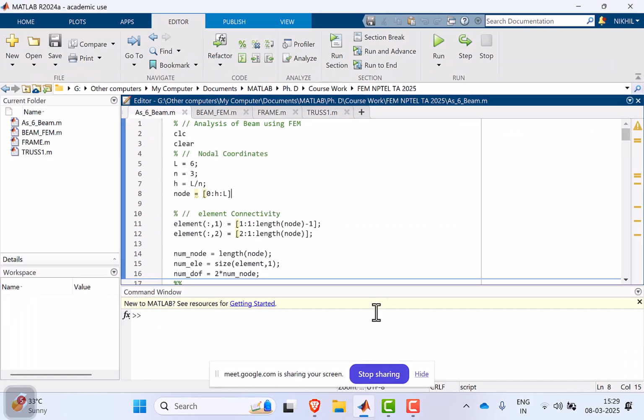Okay, can you see the code? Is it visible, MATLAB? Yes, yes. Okay. So I have this similar code. I'll run it.